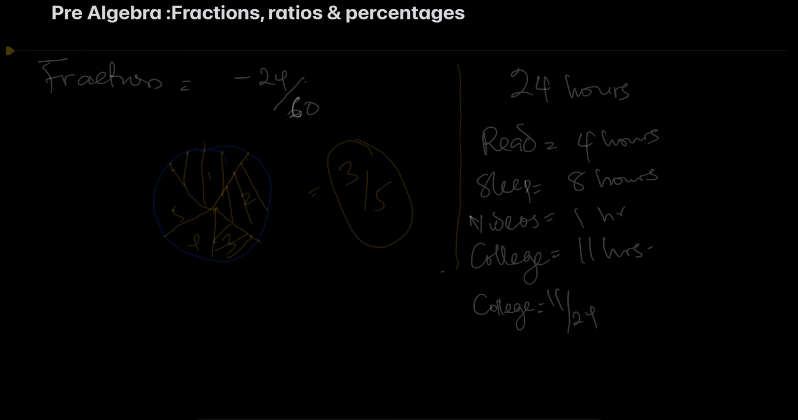And then for reading, you spend 4 out of 24. For sleeping, you could say 8 out of 24. And for playing video games, you could say 1 out of 24. So this is the whole concept of what a fraction is.